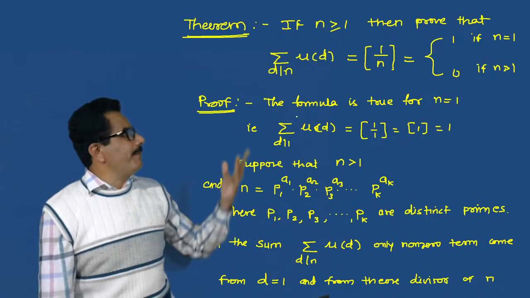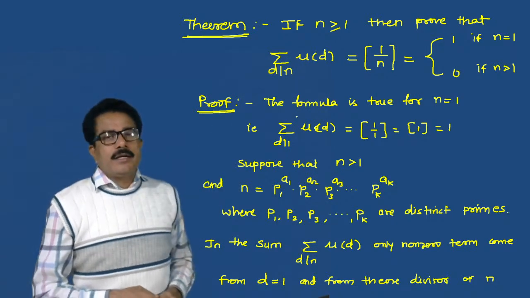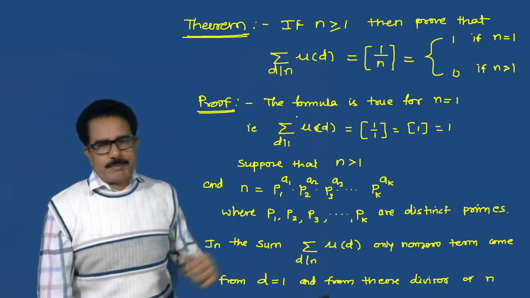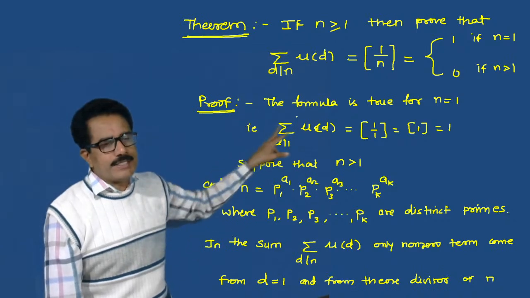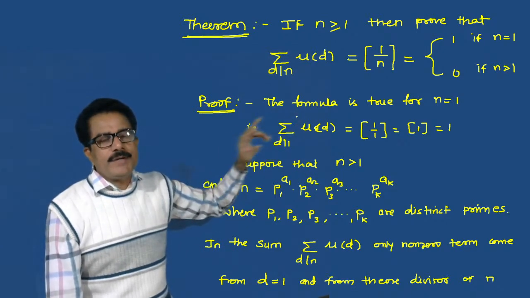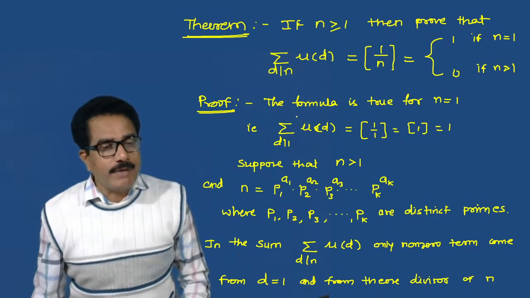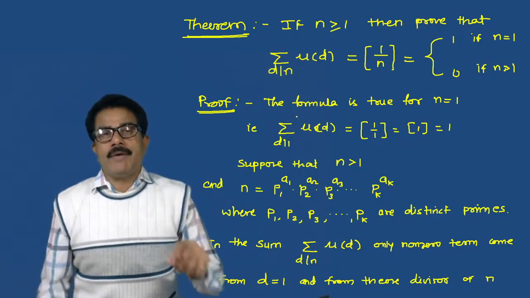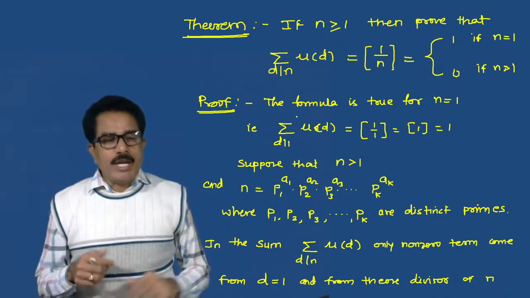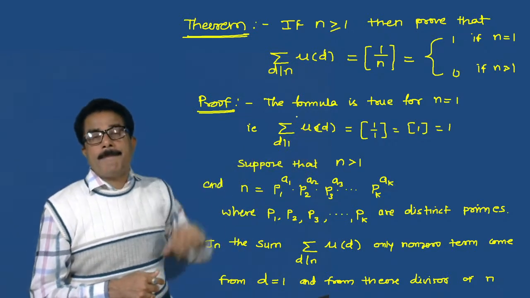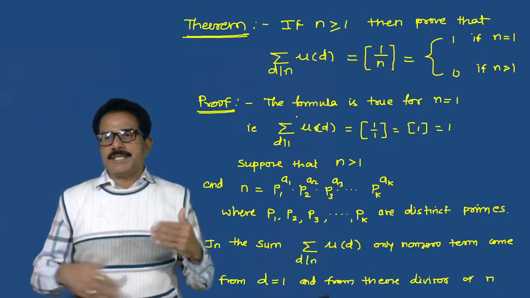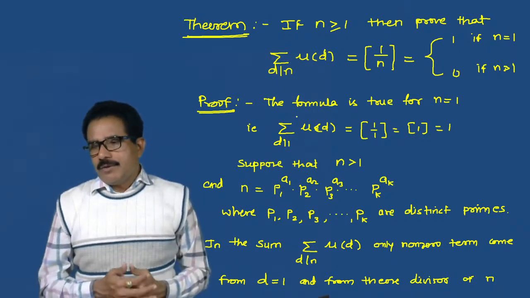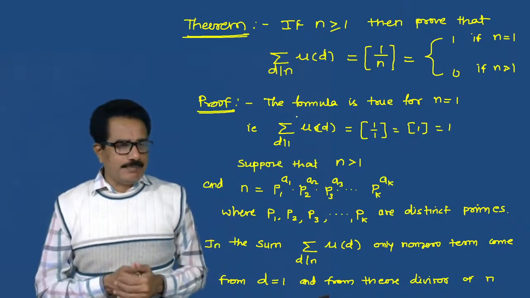If you put n equals 1 directly here, then the value of the summation over d divides n of mu of d, in place of n put the value 1. So box of 1 divided by 1, the value of box 1 is 1, because the greatest integer but not greater than 1 is again 1.